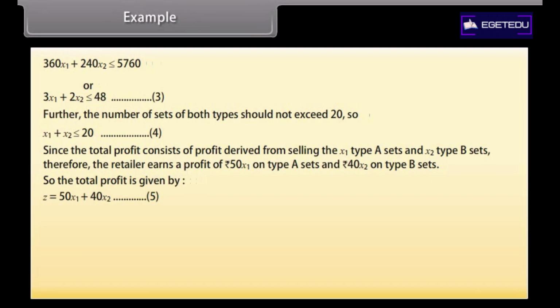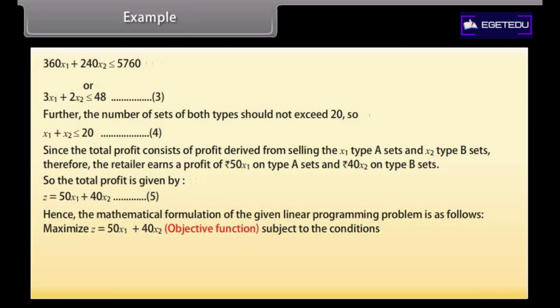Mark it as 5. Hence, the mathematical formulation of the given linear programming problem is as follows. Maximize Z equals 50 x1 plus 40 x2, subject to the conditions 3x1 plus 2x2 is smaller than or equal to 48, x1 plus x2 is smaller than or equal to 20, x1 is greater than or equal to 0, x2 is greater than or equal to 0.